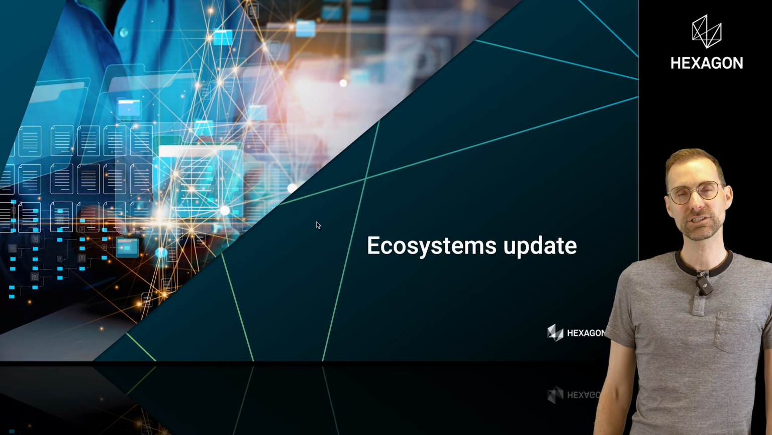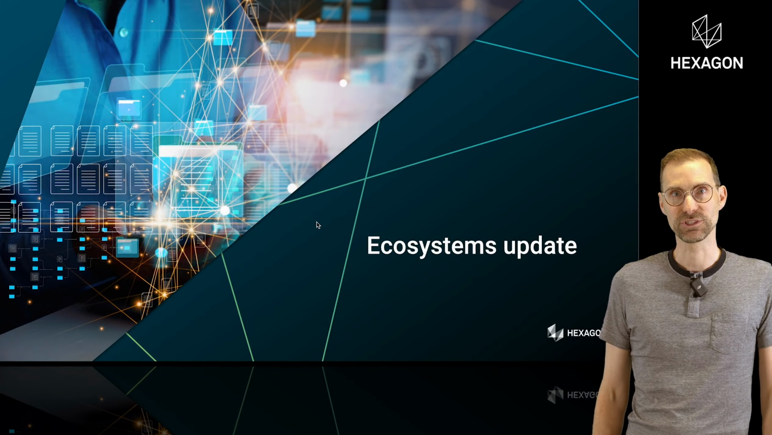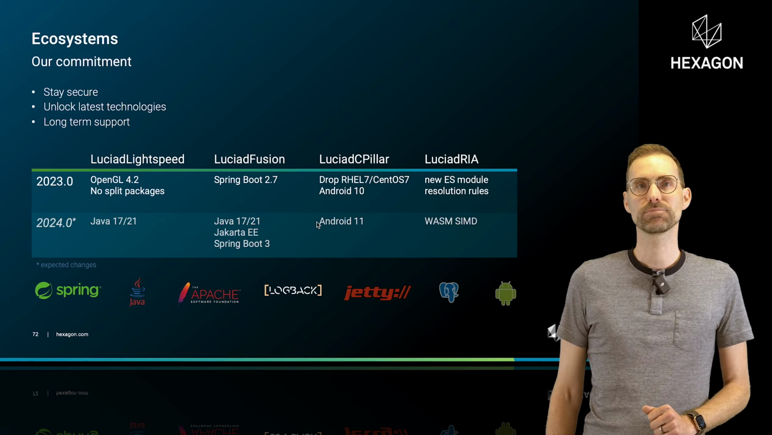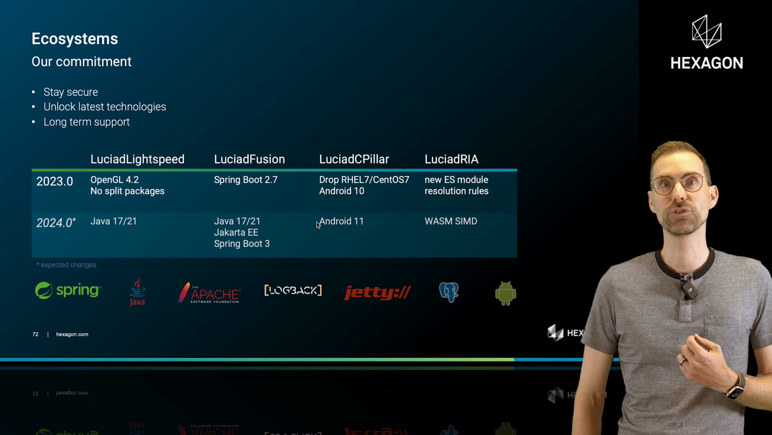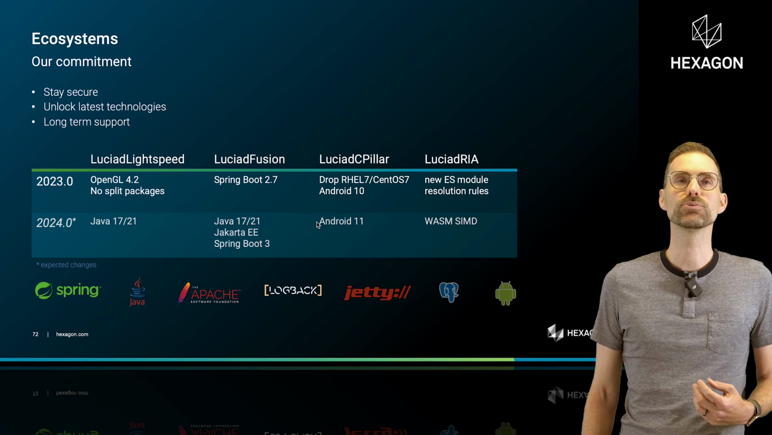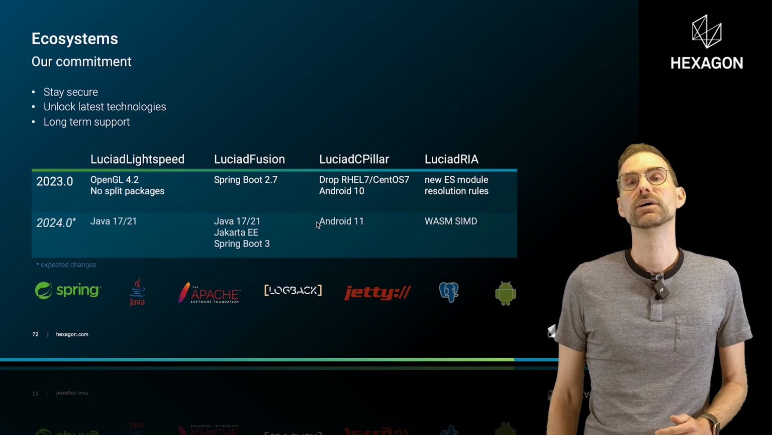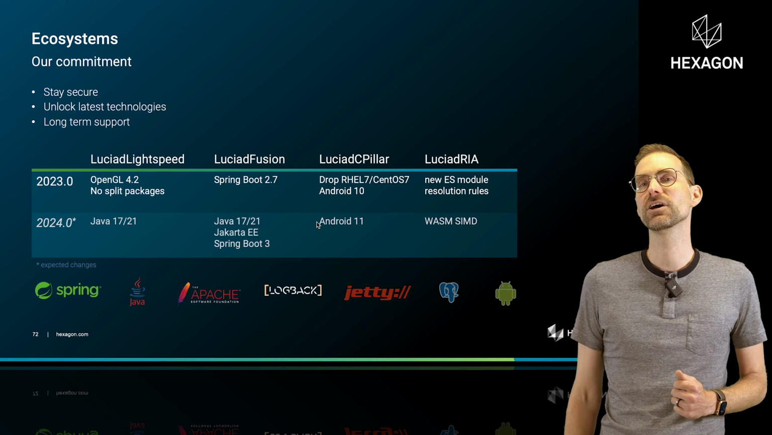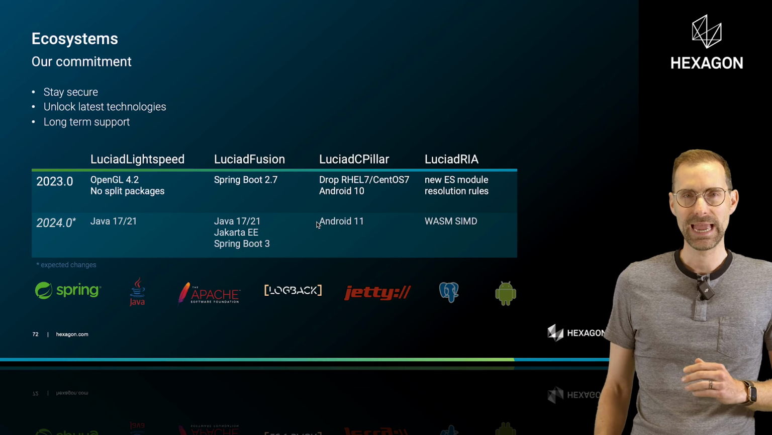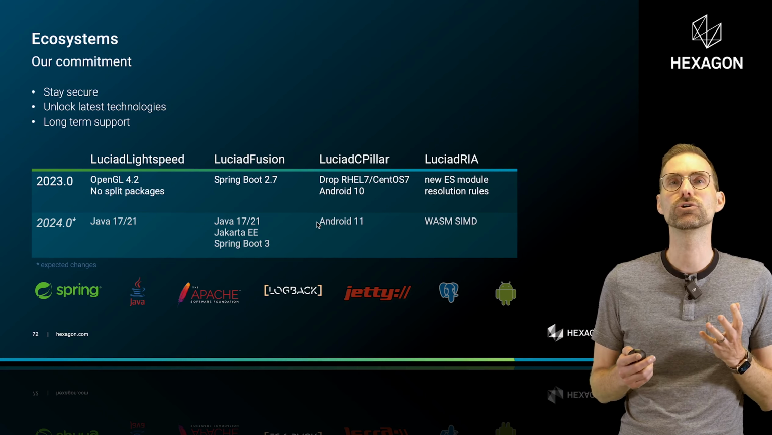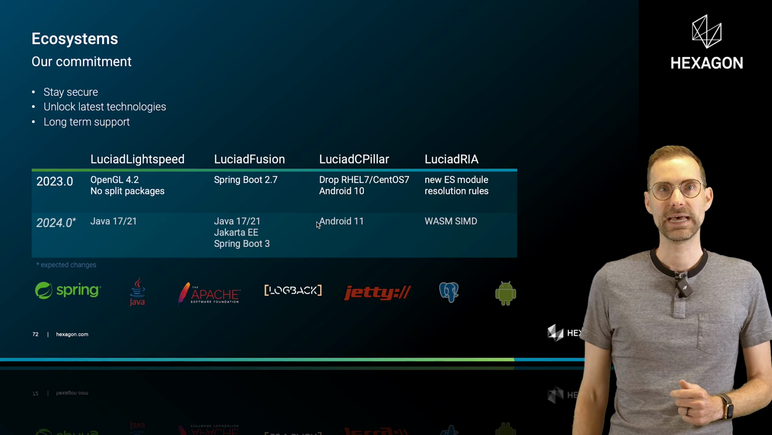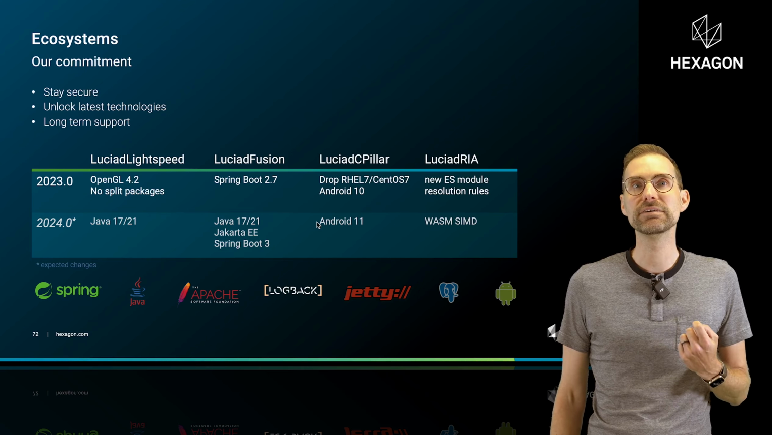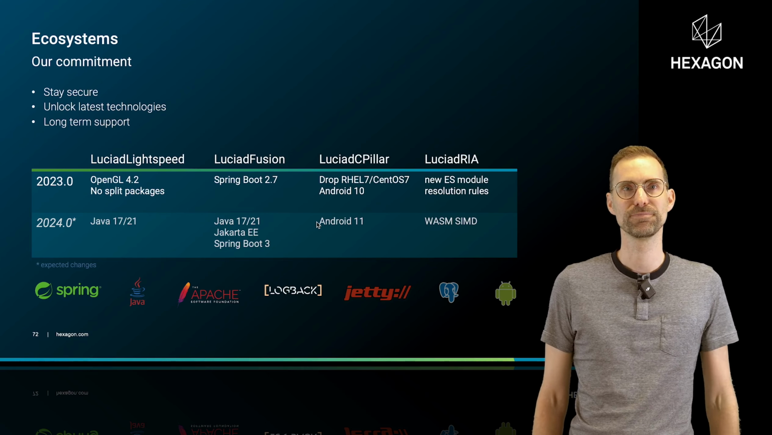Finally, let's talk about the technological ecosystems that our products take part in. For each Luciad product, we carefully evaluate both hardware and software requirements, as well as third-party dependencies. We do this on a continuous basis to help you stay secure and unlock the latest technologies. At the same time, we also want your upgrades to go as smooth as possible. That's why we provide comprehensive upgrade considerations and communicate significant changes beforehand where possible.